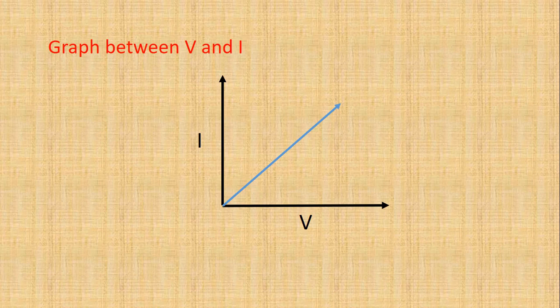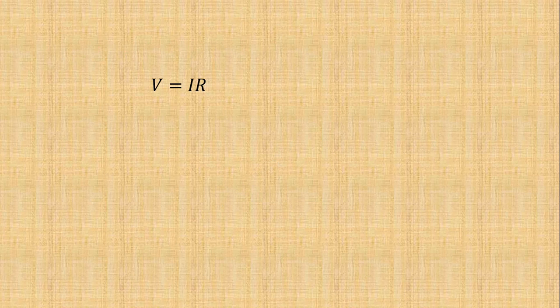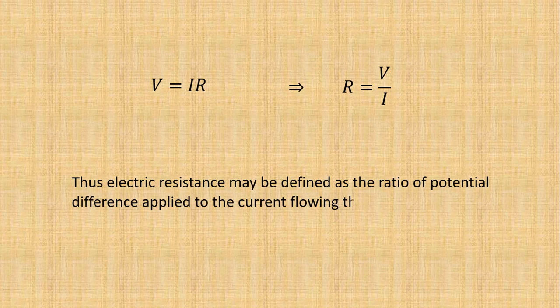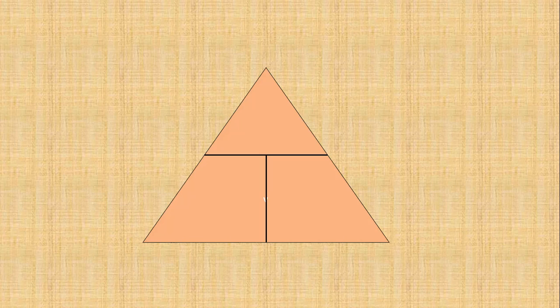With the help of this graph, we can also represent the value of resistances, or we can use this graph to compare the resistances of two or more resistances with the help of the slope of the curve. Now to define the resistance, let us write again V is equal to IR. This implies that R is equal to V upon I. Thus, electrical resistance may be defined as the ratio of the potential difference applied to the current flowing through the conductor.